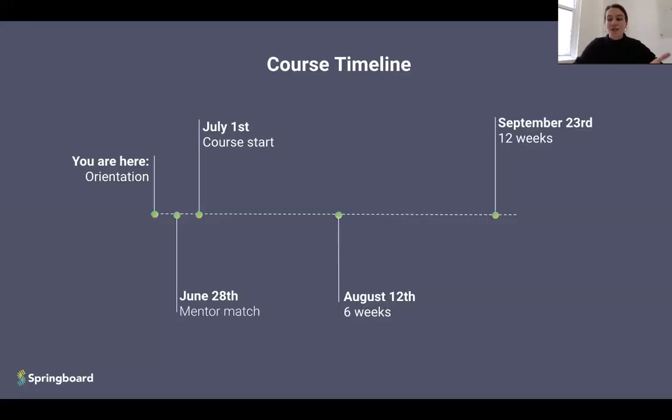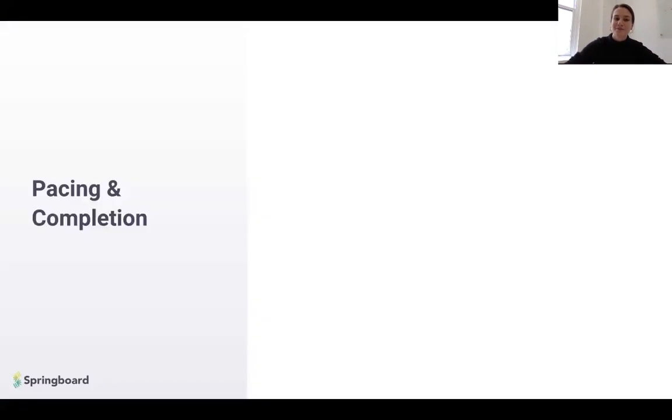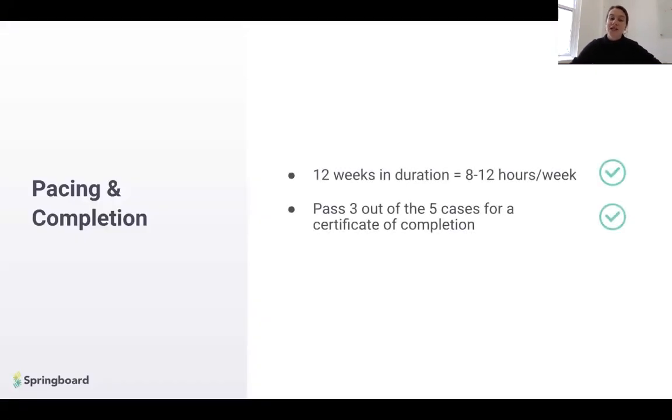Here's just a course timeline overview. So here you're at orientation, you've made it. You'll have your mentor match June 28th, and the course will start on the 1st. This is a 12-week course, so your end date should be around September 23rd, I believe. And your halfway mark is August 12th. So yeah, pacing and completion, it's a 12-week course. That means for most people that's spending roughly 8 to 12 hours a week on the course. In order to complete, you have to pass 3 out of the 5 cases in order to get that certificate of completion.